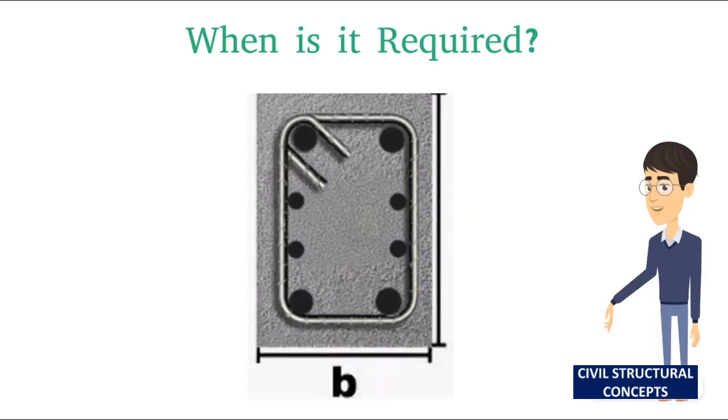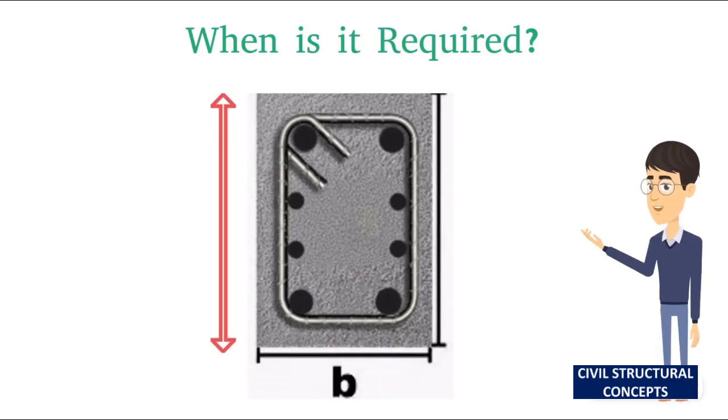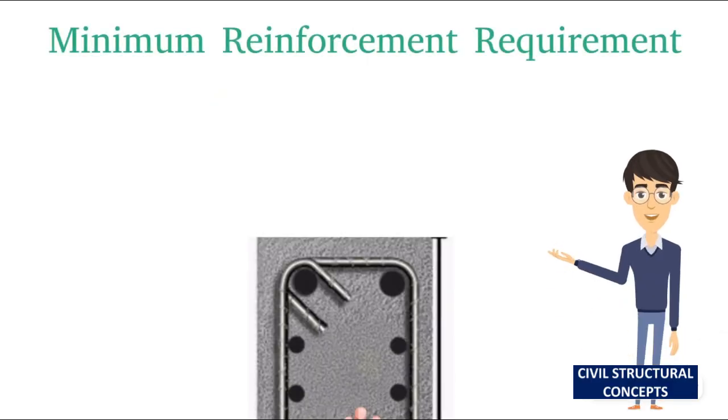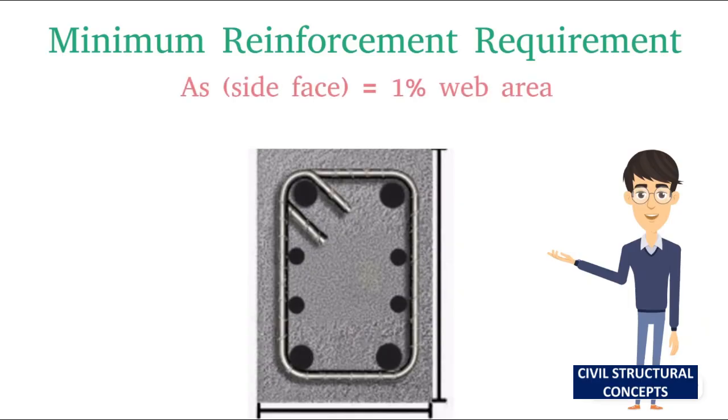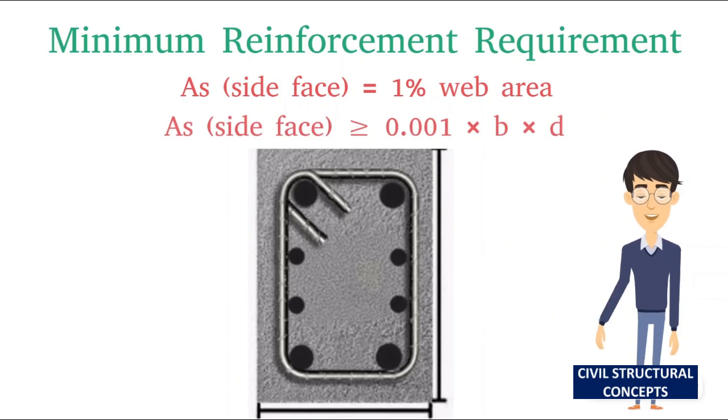IS 456 clause 26.5.1 states that side face reinforcement shall be provided when the overall depth of the web exceeds 750 mm. This requirement applies to beams with large depths where normal stirrups are not enough to control cracking. The code specifies that the total area of side face reinforcement should be not less than 0.1% of the web area. That means, A_s, side face, is greater than or equal to 0.001 times B times D.